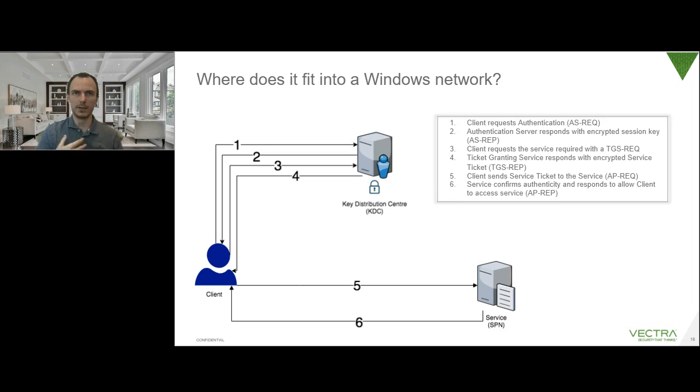It also includes a timestamp and the encrypted TGT. The KDC then checks that the service exists, and if it does, it decrypts the TGT and sends back two messages. One is the encrypted service ticket, which is encrypted with the service secret key, and it can't be decrypted by the client. This contains information including the service key.